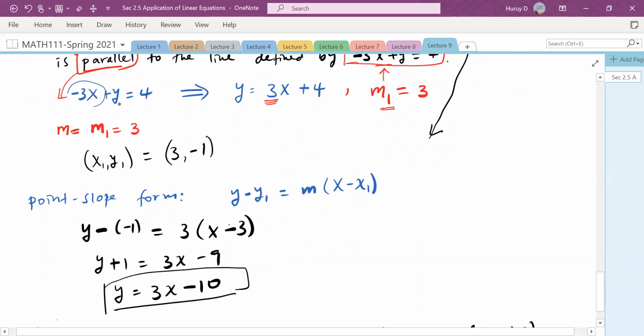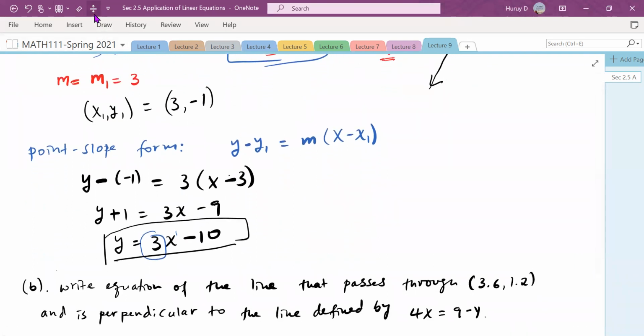And here we have the equation of the line. As you can see, the slope of this line is the same as the slope of the other line. Of course, there are differences in the y-intercept. That's why those two lines are not the same. The two lines are not the same, but they have the same slope because they are parallel.